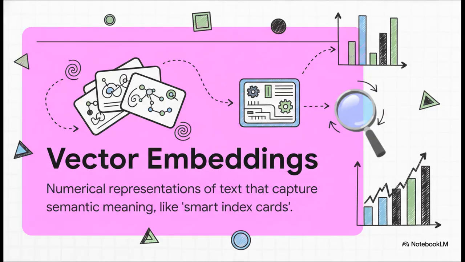Okay, so you've got your chunks. Now what? You have to make them understandable for a computer. And that's exactly where vector embeddings come into play. I love this analogy. Think of them like smart index cards. Because instead of just having a title, these cards actually get the meaning and the context of the text that's on them. They capture that meaning as a big list of numbers.